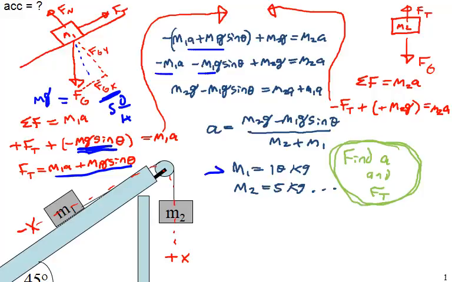Let's say that mass 1 is 10 kilograms, and mass 2 is only 5. Go ahead and find the acceleration of the system and the force of tension. So go ahead and pause the clip and do that, and when you're ready to check, you can hit play to continue.